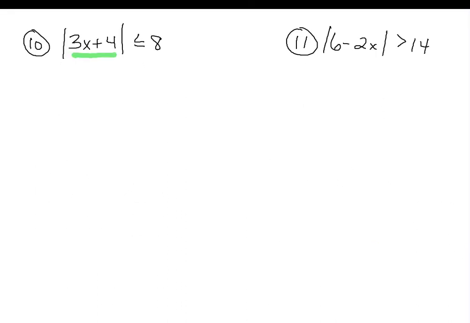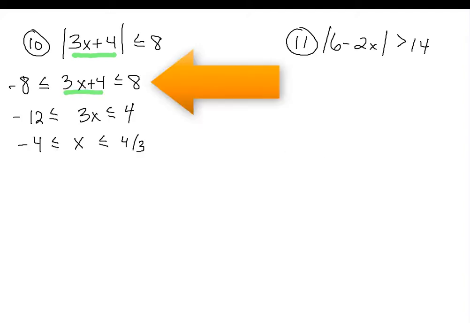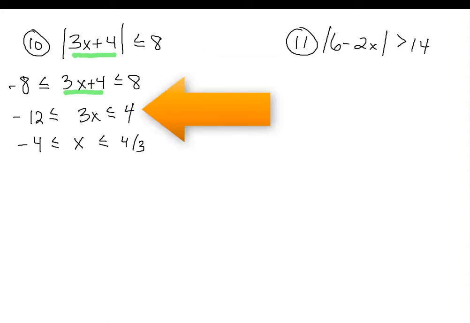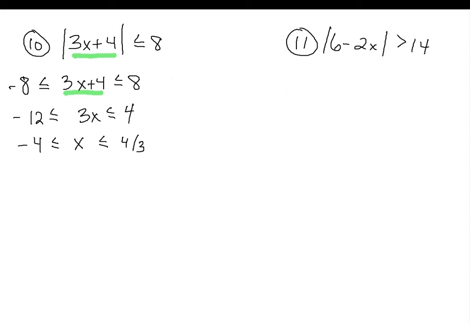Alright, so here for example 10, we've got the absolute value of 3x plus 4 is less than or equal to 8. So the blop is 3x plus 4, which means that's going to go in the middle. Negative 8 will go on the left-hand side, and positive 8 will go on the right-hand side. Now for our third line, we'll subtract 4 to the left, the middle, and the right. And that'll give us negative 12 is less than or equal to 3x is less than or equal to 4. Now when we divide each term by 3, we'll end up with a result of negative 4 less than or equal to x is less than or equal to 4/3. So that is the solution for this inequality.